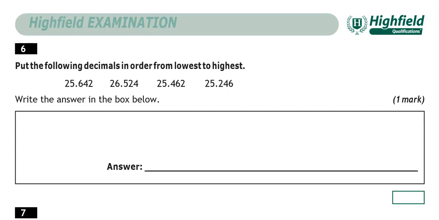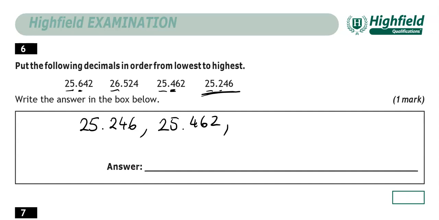Put the following decimals in order from lowest to highest. So looking at the whole number first, 25, 26, 25, 25, so it should be one of the 25s. Then looking at the digit on the right next to the whole number, so that's 6, that's a 4, and that's a 2. So this should be the lowest. So 25.246, and then comparing the other two, we get this one with a 4, so that's the next biggest one, 25.462, and then 25.642, and finally 26.524. And I should have written all of it here instead.